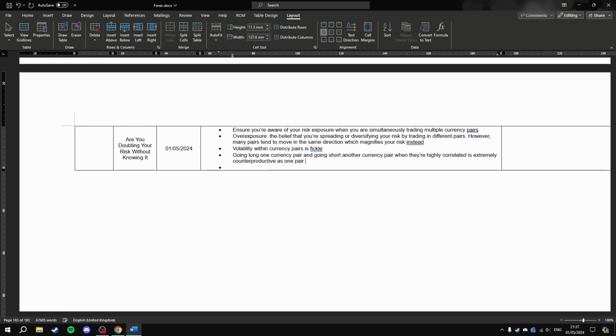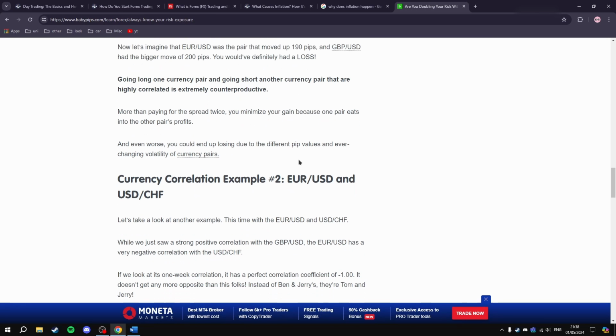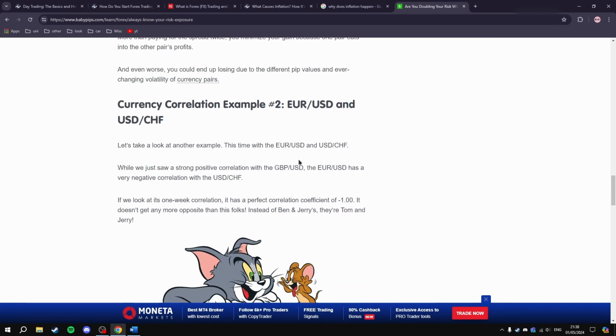As one pair cancels out the other pair's profit. And even worse, you could end up losing due to the different pip values and ever-changing volatility of currency pairs.